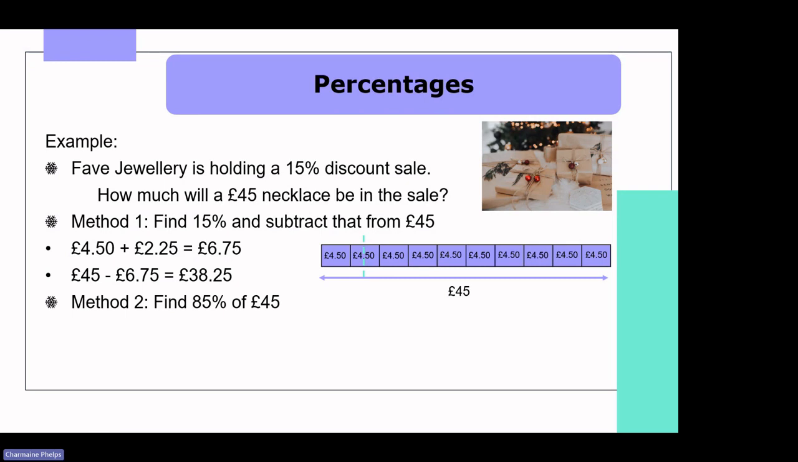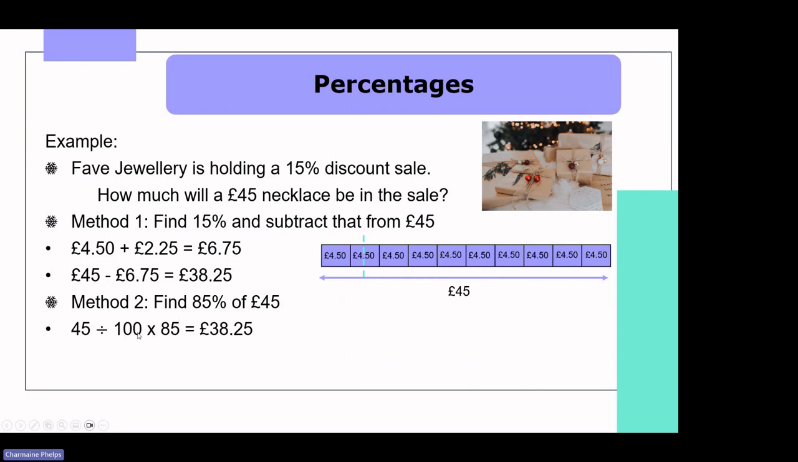Another method I might do is potentially faster, particularly if I've got a calculator. I can just simply find 85% of £45 because we know that percent is out of 100. If the discount is 15%, then 100 take away 15 is 85. So this amount here is 85%. So there are different ways of doing this. My always go-to when I'm finding a percentage is I tend to divide by 100 first because it's out of 100, and then multiply by the percentage I'm trying to find.